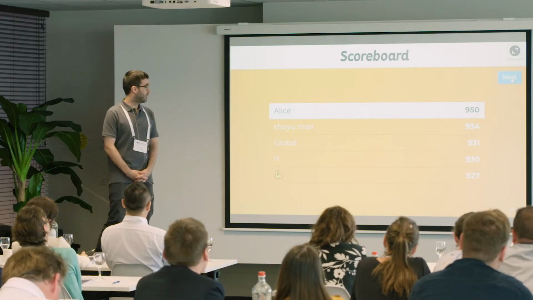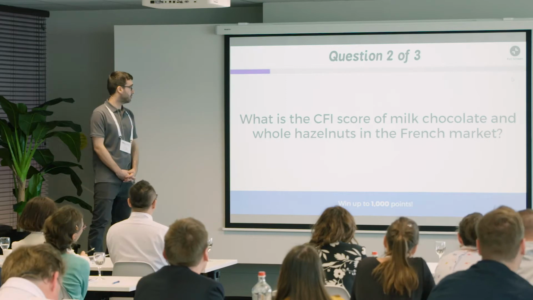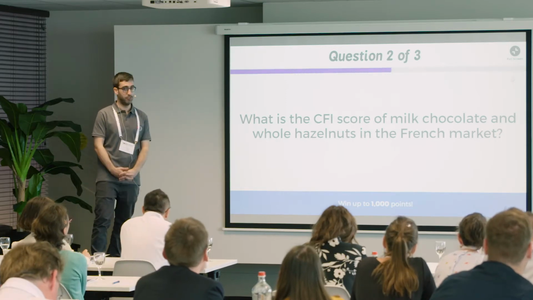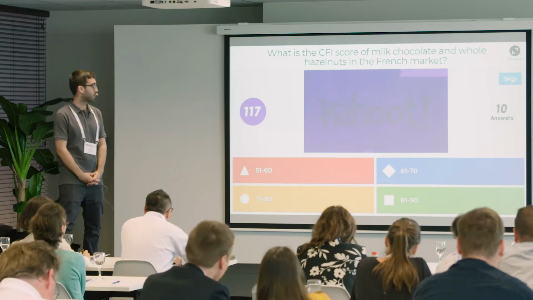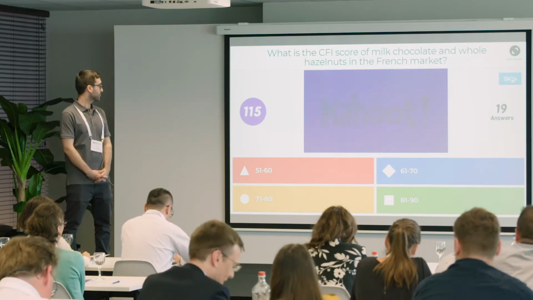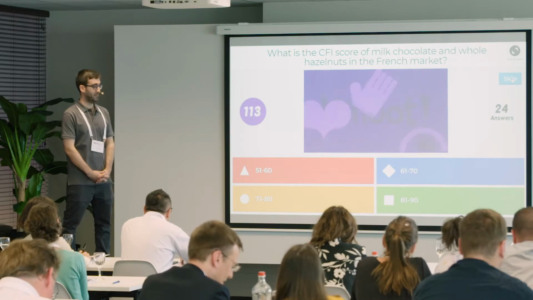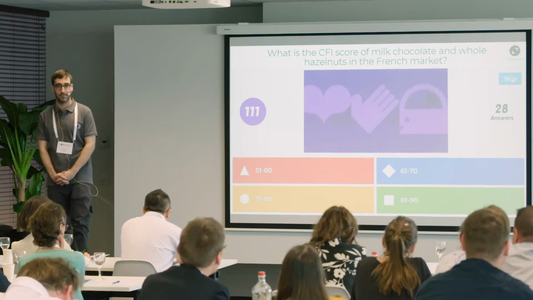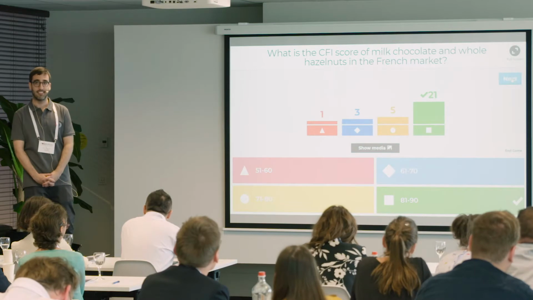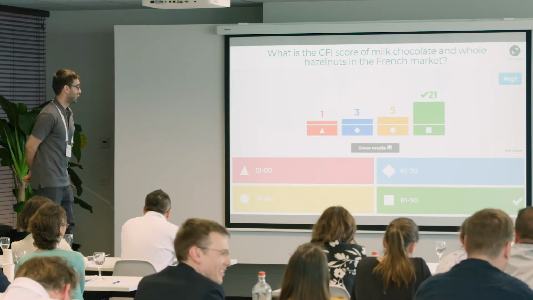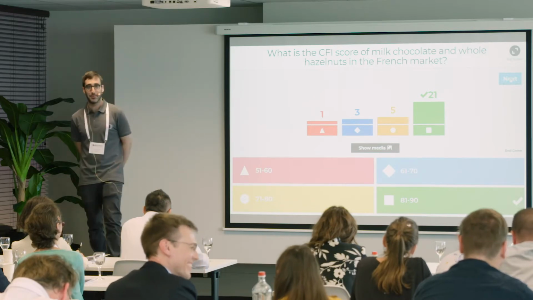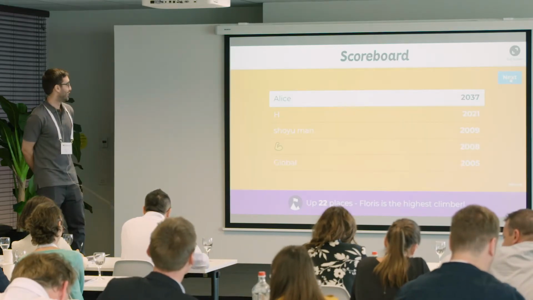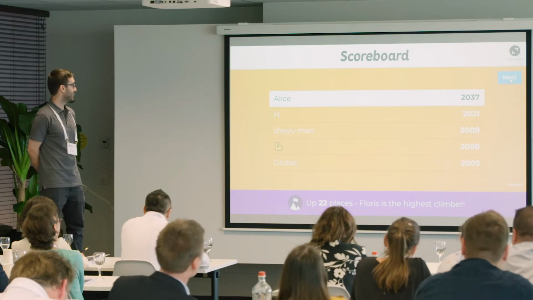So I think we can move to the next combination, milk chocolate and whole hazelnuts. Okay, much better. I think this was a more obvious combination. Good. So we still have Alice in the top one.